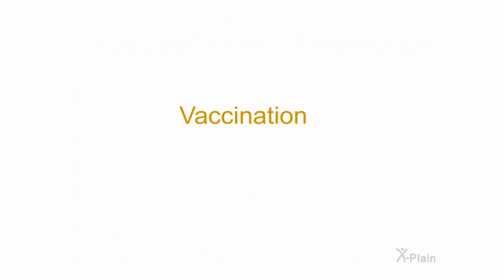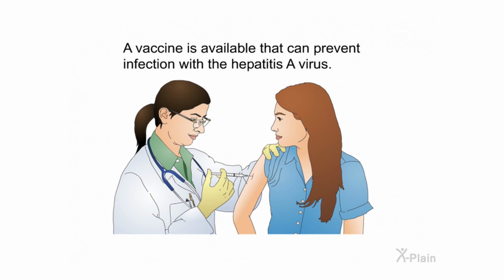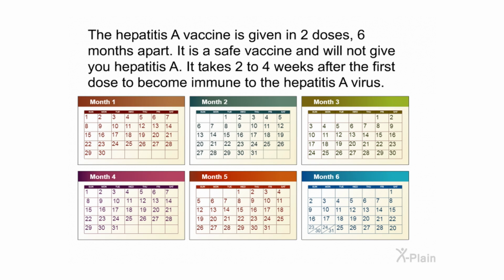Vaccination. A vaccine is available that can prevent infection with the hepatitis A virus. The hepatitis A vaccine is given in 2 doses, 6 months apart. It is a safe vaccine and will not give you hepatitis A. It takes 2 to 4 weeks after the first dose to become immune to the hepatitis A virus.